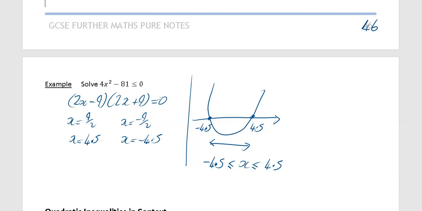Okay, you are now ready to do your CCA for the maths book, exercise 5A.